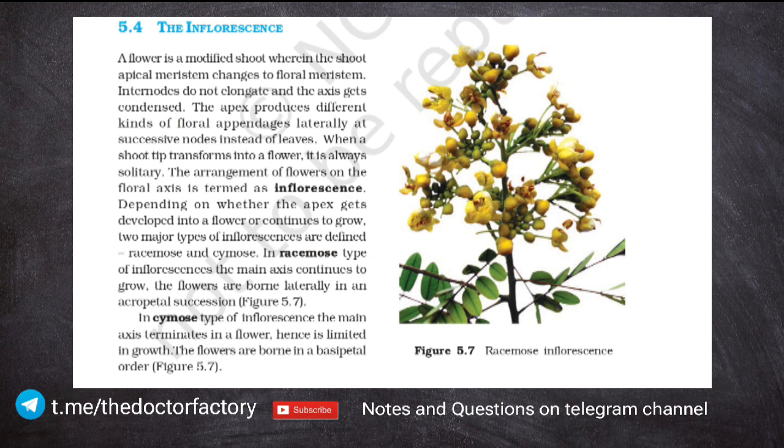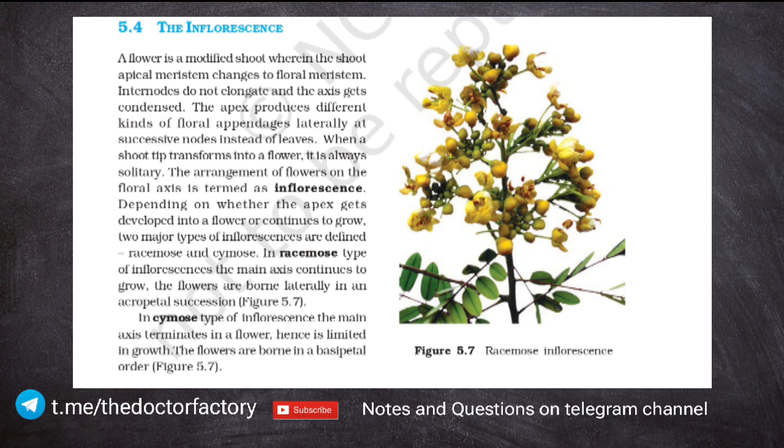5.4 The inflorescence. A flower is a modified shoot wherein the shoot apical meristem changes to floral meristem. Internodes do not elongate and the axis gets condensed. The apex produces different kinds of floral appendages laterally at successive nodes instead of leaves. When a shoot tip transforms into a flower, it is always solitary.